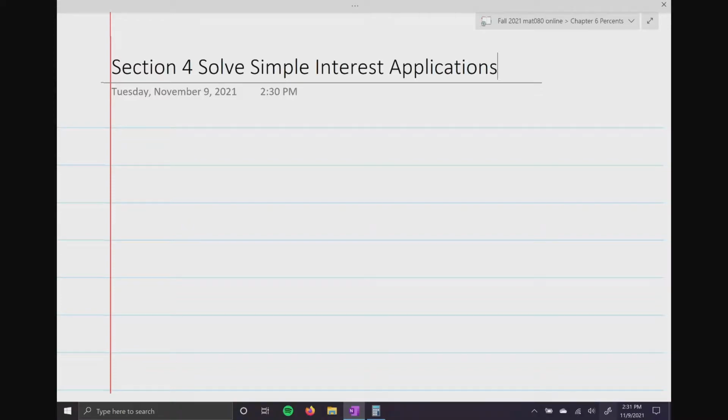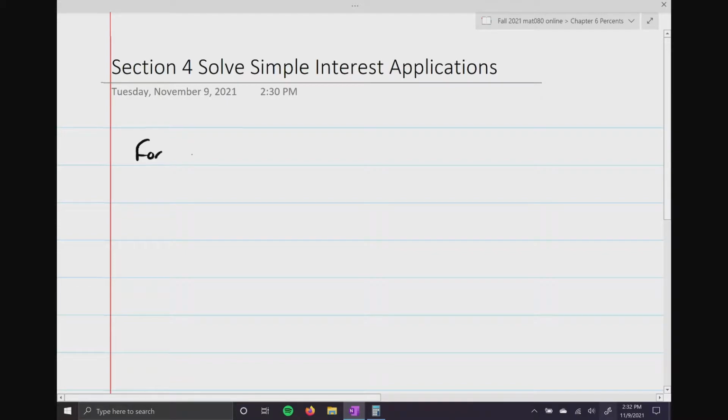All right, so for section 4, we're going to solve simple interest applications. Now, it's really not that difficult. It's just we've got to be careful because we have a formula, and the formula is very specific with what it wants. So, first thing I want to talk about is interest. Interest is nothing more than something that you gain or something that you pay back, depending upon if you're investing or you're borrowing.